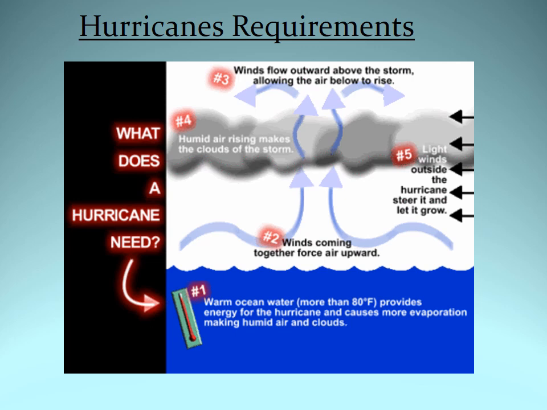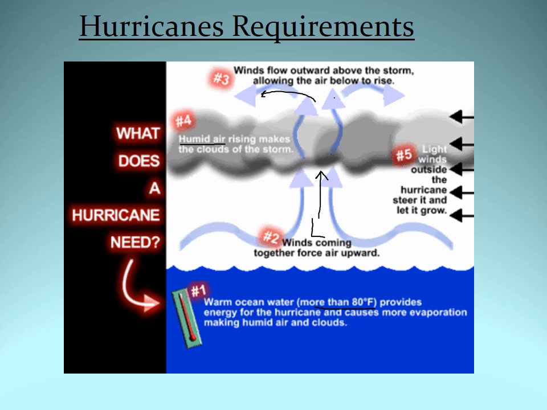Ocean water must be at least 80 degrees Fahrenheit. You must also have an existing low pressure, winds converging at the surface near the ocean. That causes air to rise, and with the water being so warm, that provides a lot of humidity for clouds and rain. We also have to have air diverging out of the top of the system.